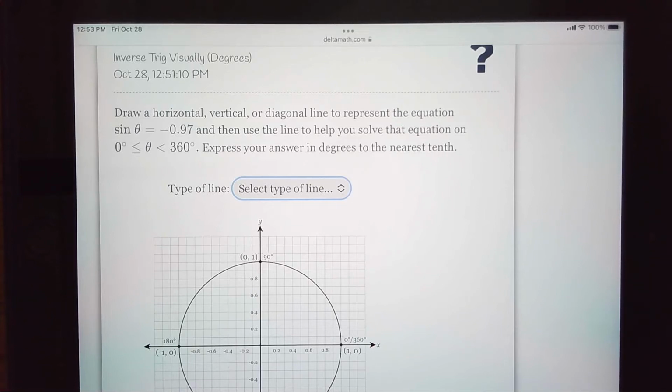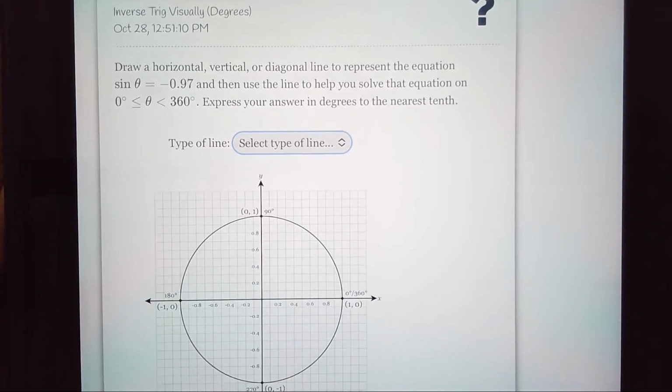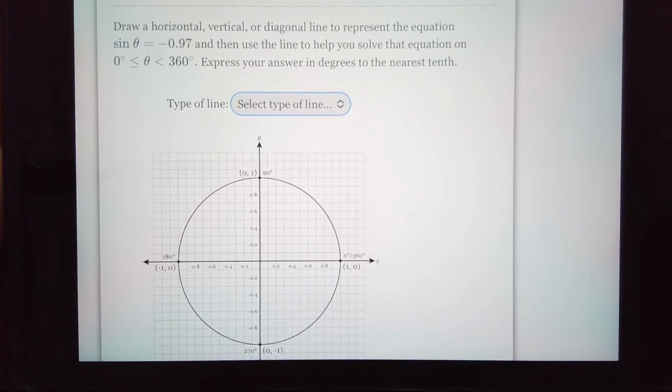All right, this lesson is going to be talking about inverse trig values visually in degrees still. And so I thought it would be easier for me to just make a video. You don't have to take notes over this. You'll get it, I'm sure, pretty easily.